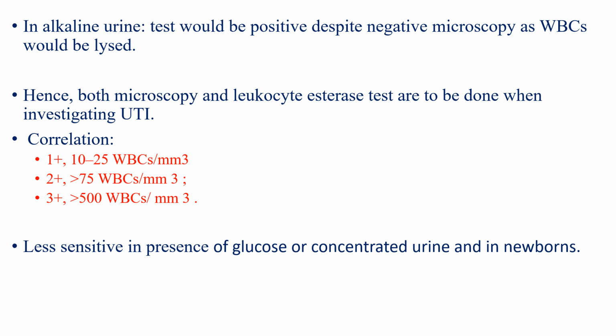The correlation is, if it is +1, it shows 10 to 25 WBC. If it is +2, it is more than 75, and if it is +3, it is greater than 500 WBC per cubic millimeter. The test is less sensitive in the presence of glucose or concentrated urine, and in newborns.